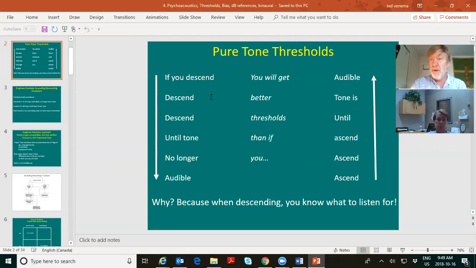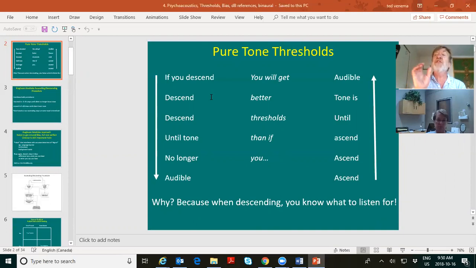Other people would start at zero. They'd go zero, the guy didn't hear it, 5, he didn't hear it, 10, he didn't hear it, 15, and they'd mark down the level where the guy heard it. Now, here's the question. If you descend, you will get better thresholds than if you ascend. And the reason why is because when you descend, you know what you're listening for. You've already heard the tone. Now it's just getting softer, but you know what you're listening for.